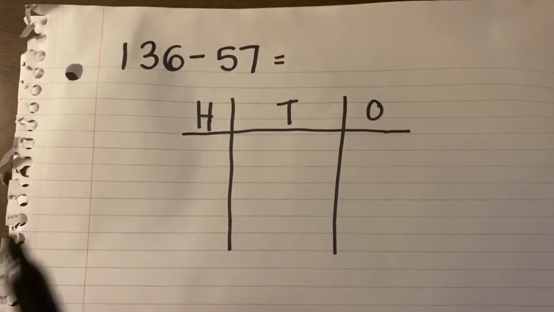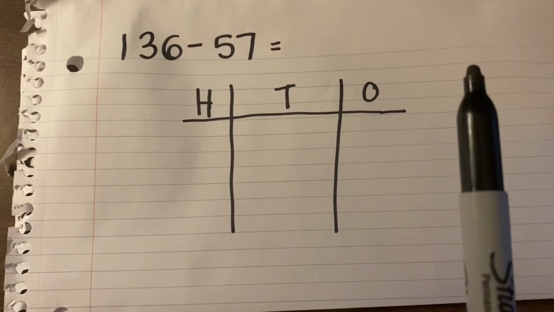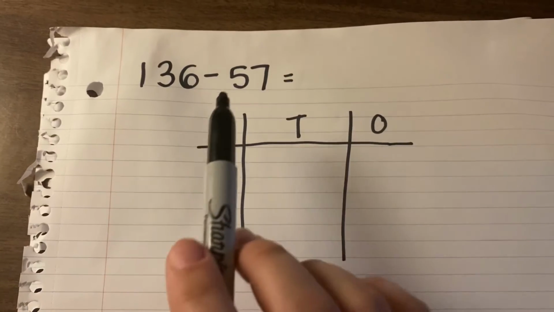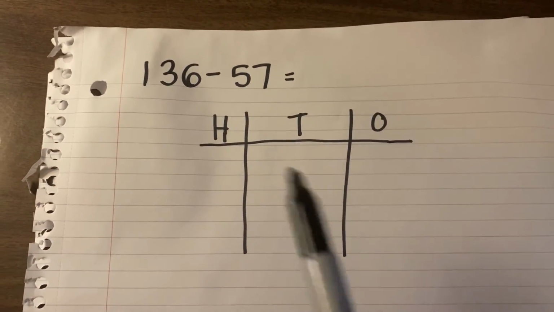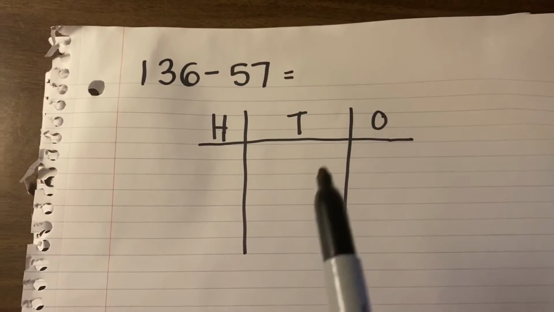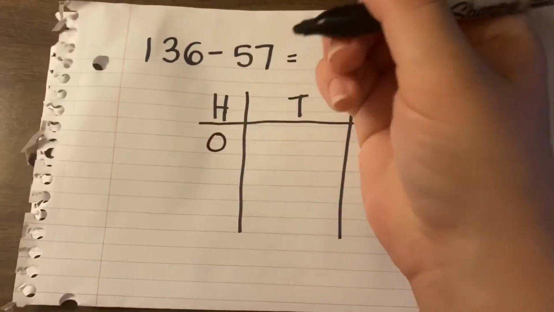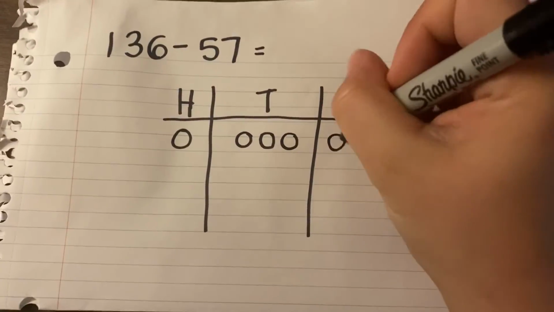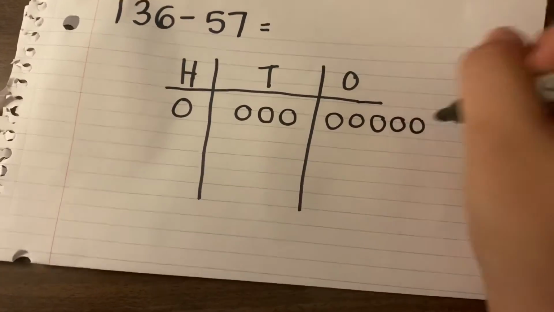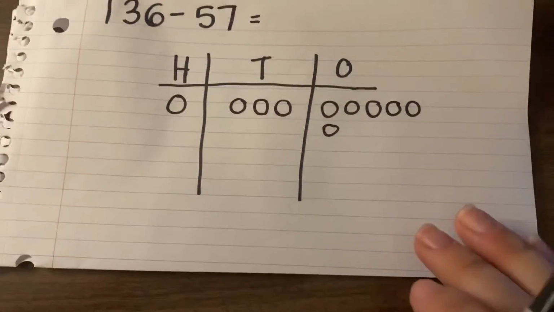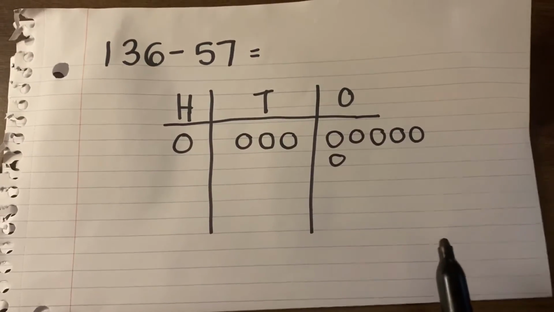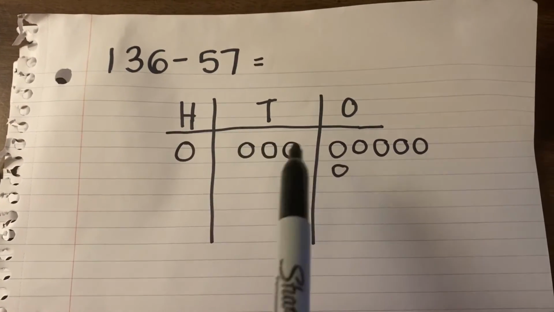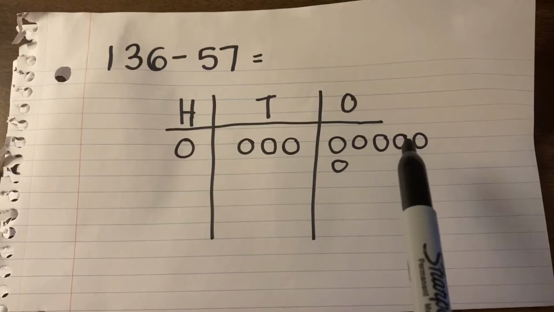All right, so what should we do first with this problem? We should draw out our whole, or our 136, in our hundreds, tens, and ones chart. I'm going to go ahead and do it on my paper. You guys go ahead and do it on your board. All right, I showed my 136: my 100, my 3 tens, 1, 2, 3, and my 6 ones, 1, 2, 3, 4, 5, 6 ones.